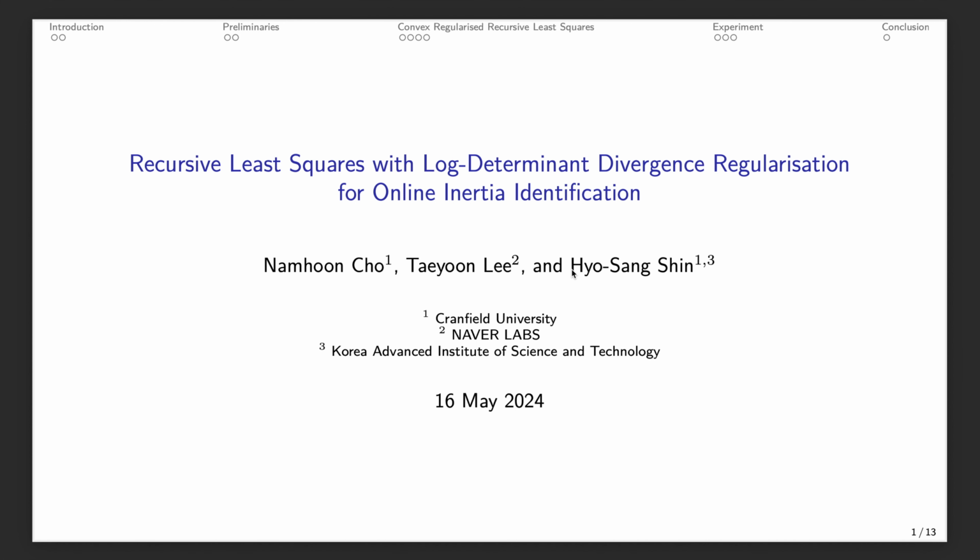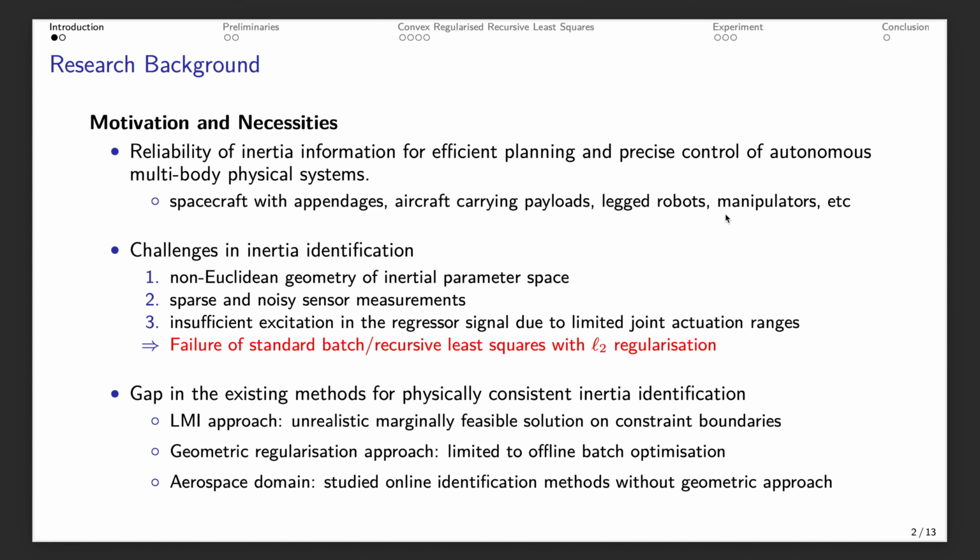In this work, we present an online inertia identification method using convex geometric regularization for physical feasibility. Reliable knowledge of the inertia information is essential for efficient planning and precise control of autonomous physical systems. This fundamental problem is challenging due to the intrinsic nature of parameter space as well as the external factors.